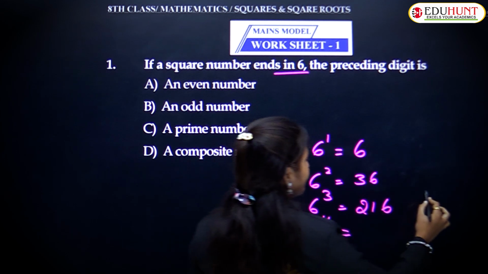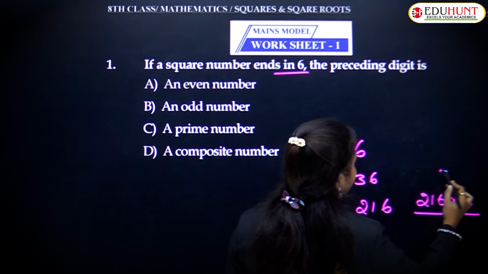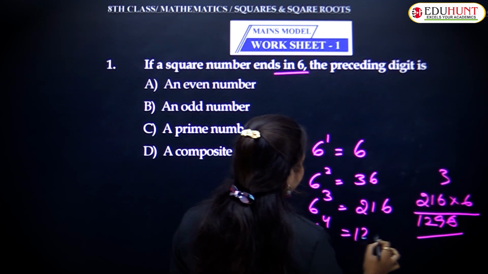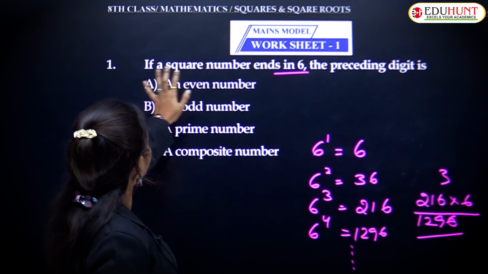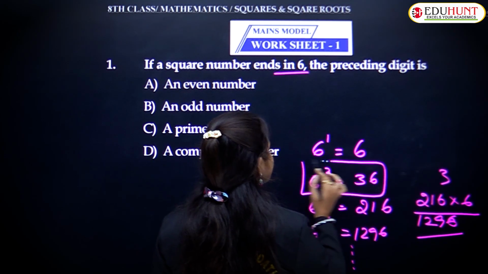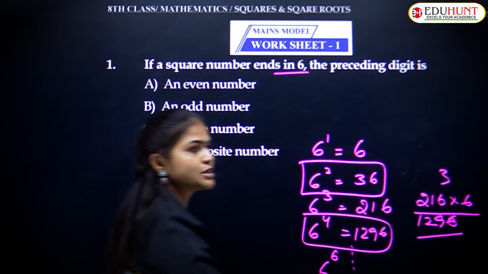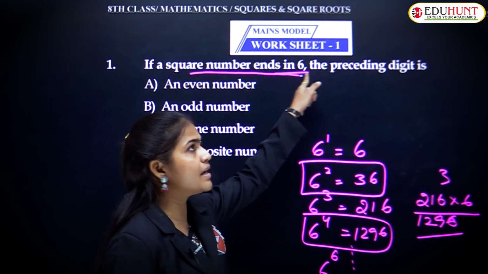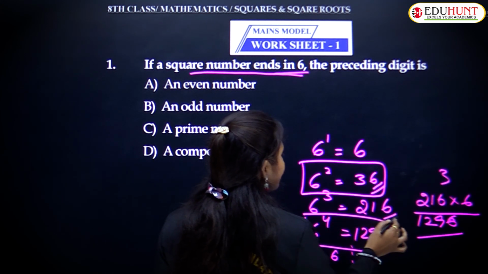So 6 power 4, check that once. 216 into 6: 6 sixes are 36, 616 plus 3 is 9, 6 twos are 12. So 1296, and so on. If a square number, they are asking. So here we have to check 6 square, 6 power 4, next 6 power 6, next 6 power 8, and so on. Why? Because they are asking about a square number ending in 6. Here 6 is there, here also 6 is there.